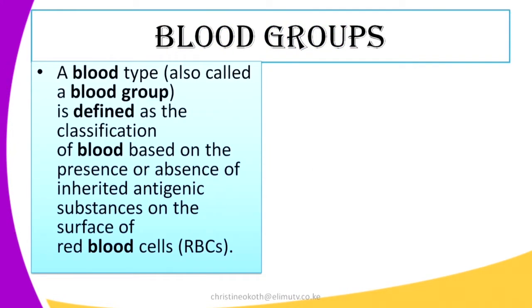So we start our lesson by looking at a blood group. So what is a blood group or a blood type? It can either be called a blood type or a blood group. It is defined as the classification of blood based on the presence or the absence of an inherited antigenic substance which is found on the surface of the red blood cell.